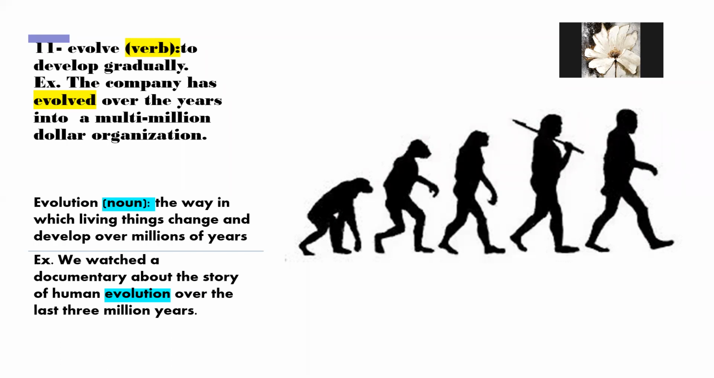And we have here a theory that said that the human being was an animal one day, and something happened to him. A monkey. Yeah, it's called evolution. Evolution means development. So you watch a documentary about the story of human evolution, meaning the development of the human being over the last 3 million years. This is called evolution. So evolve, evolution. It's an important word, my dears.